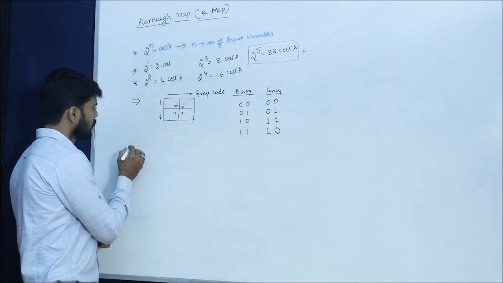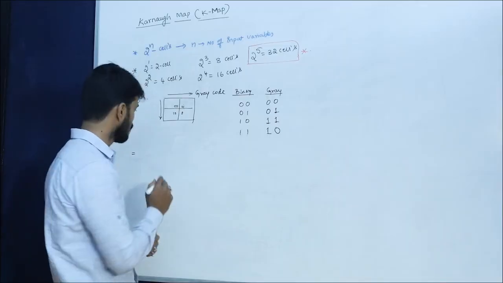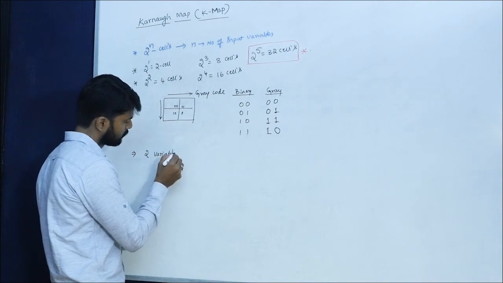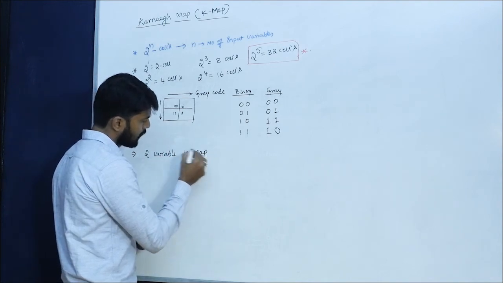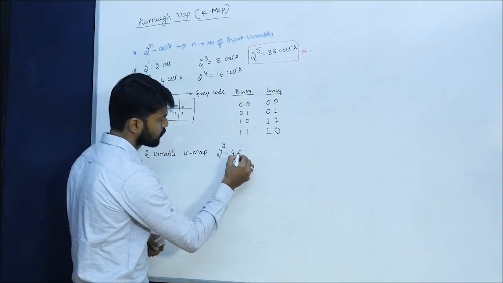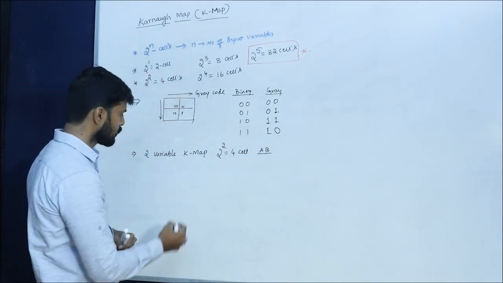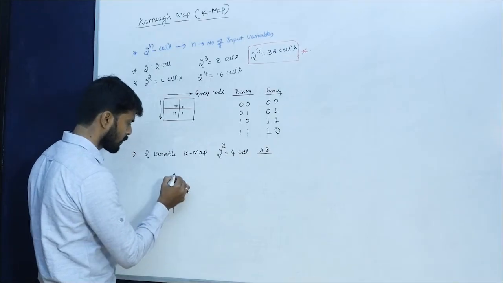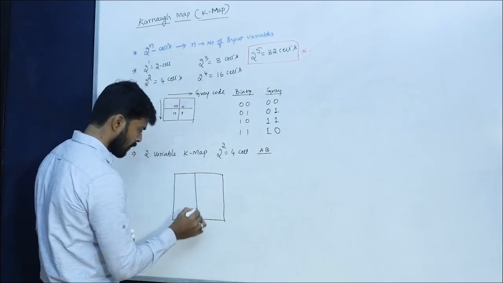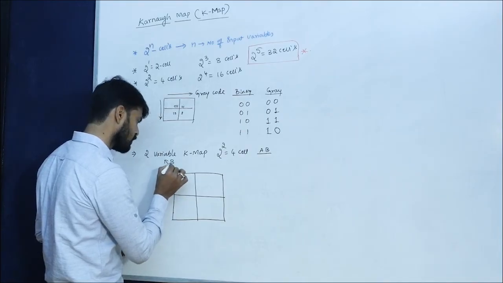So now what we need to do? First we will see how to make the mapping and the grouping of two variable K-map. In the two variable K-map, it has 2 to the power of 2, that is 4 cells. Two variable means I will take A and B as the two variables. So I will take a 4 cell K-map. This is the 4 cell K-map. In this 4 cell K-map, this side A comes into the picture, this B comes into the picture.